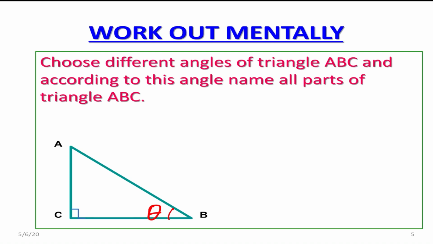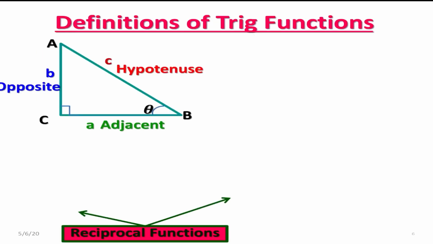So, let angle theta be angle B. The longest side, which is AB, is going to be the hypotenuse. Next to theta is the adjacent, so BC is going to be adjacent. And directly across from angle theta, the side AC is the opposite side.